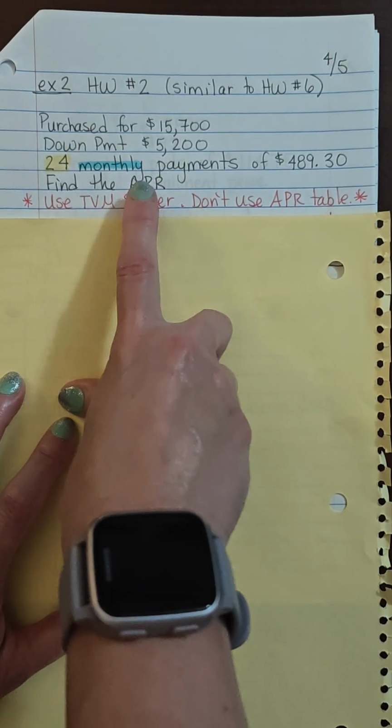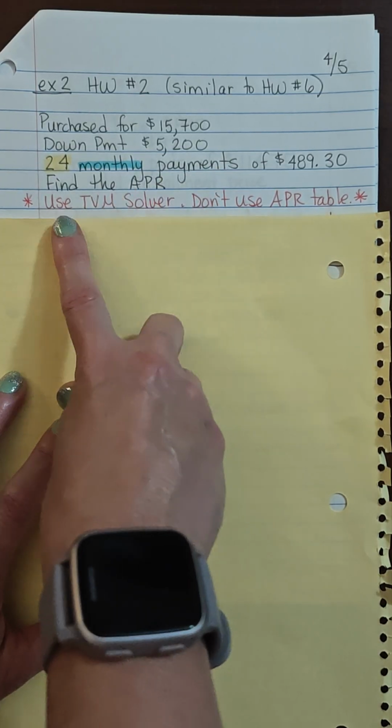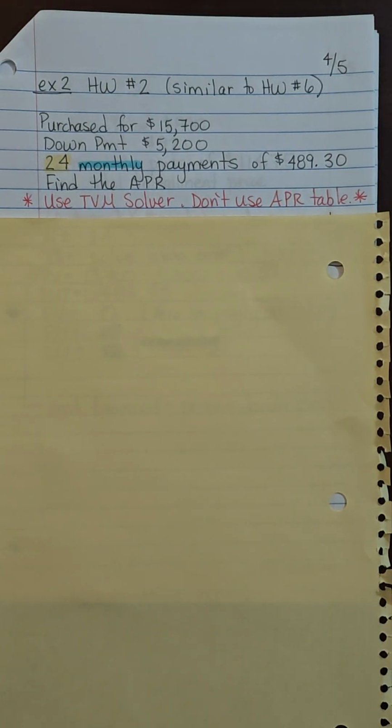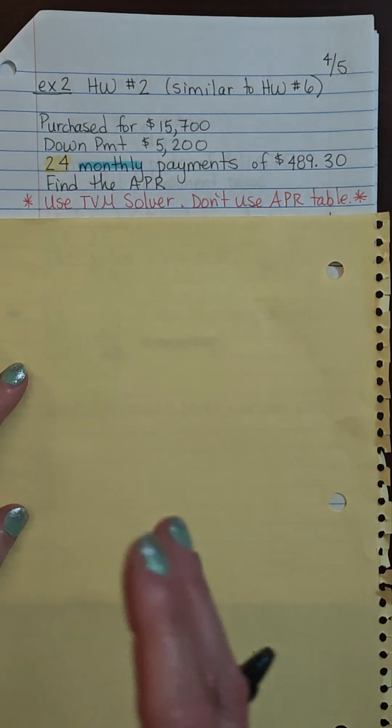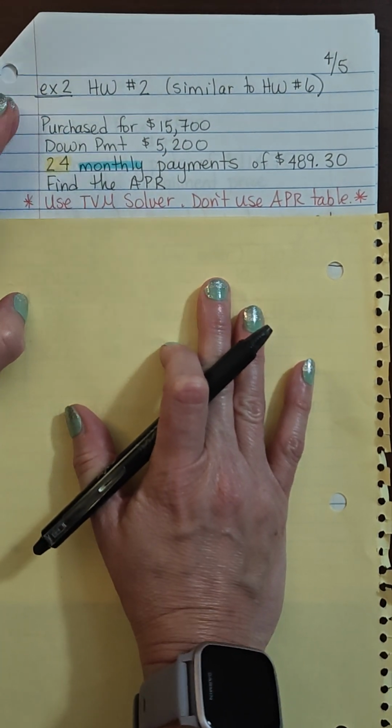That stands for annual percentage rate. So we're finding the rate. Alex is going to have you use something called an APR table. Please don't do that. I mean, if you just really want to follow what Alex is doing, you can, but just use the TVM solver. Don't use an APR table. Just don't. It's just unnecessarily complicated.